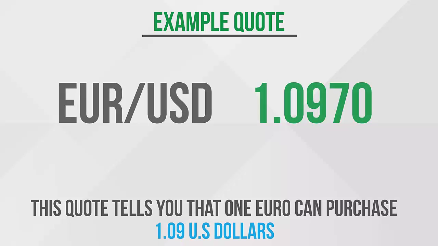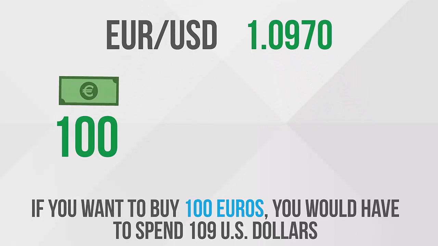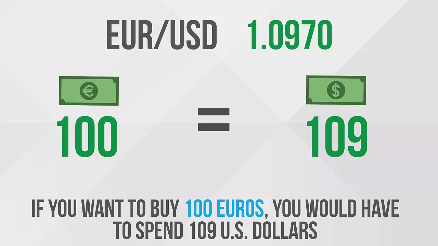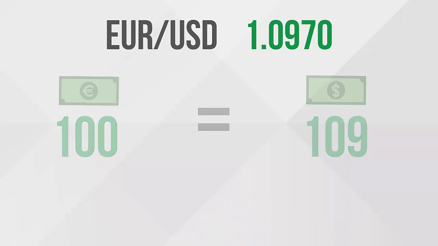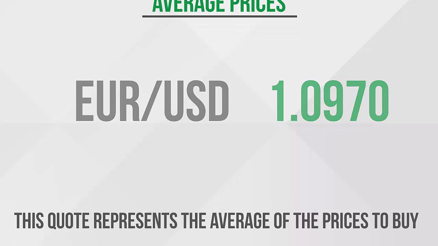This quote tells you that 1 euro can be purchased at 1.09 US dollars. If you want to buy 100 euros, you would have to spend 109 US dollars. This quote represents the average of the prices to buy and the prices to sell for a currency pair at that specific point in time.